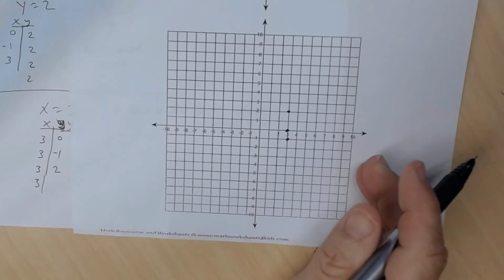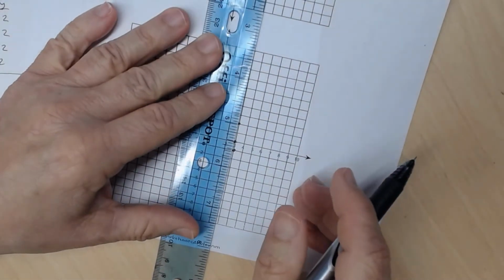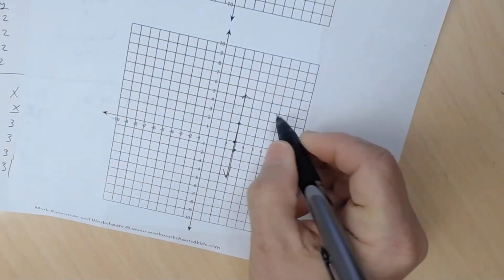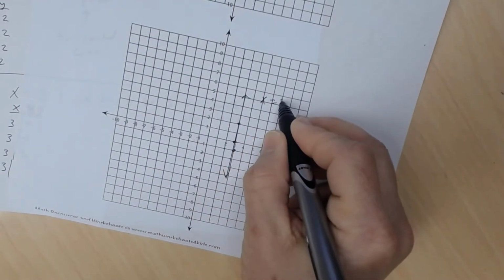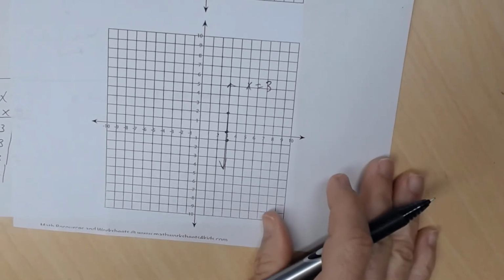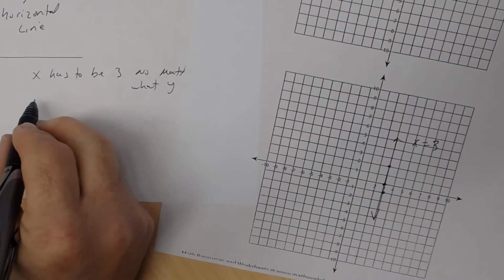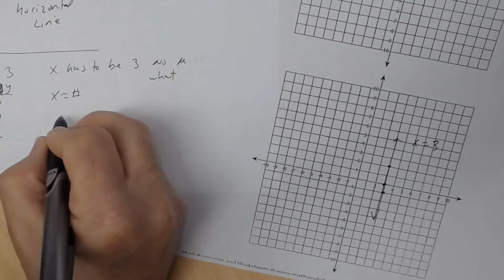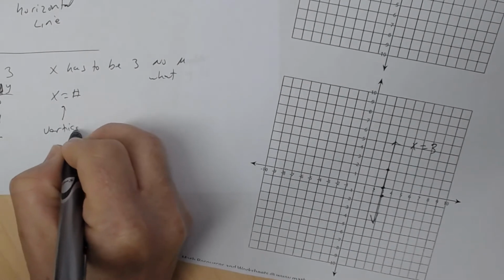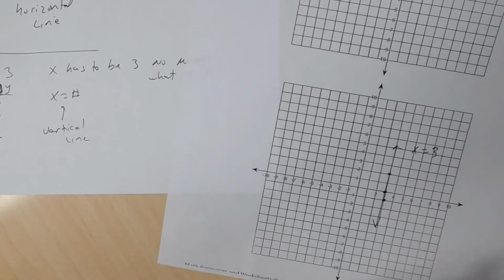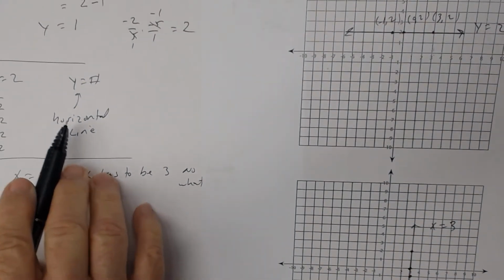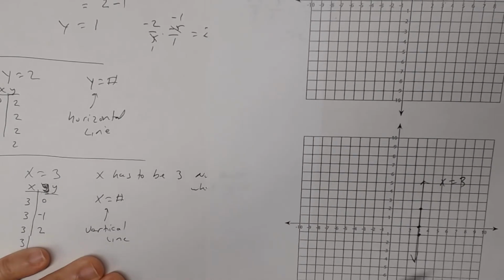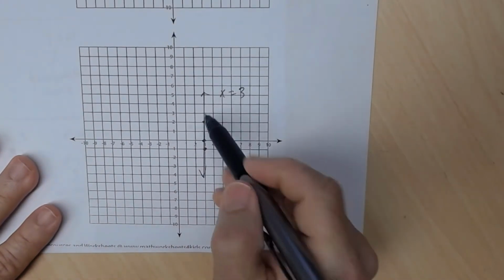And notice that this time, my points lie on a vertical line. So this is a vertical line. So that's the equation x equal, in this case, 3. x equal 3. So from a previous course, you may remember that when you have x equal a number and there's no y, that's a vertical line. So y equal a number is a horizontal line. x equal a number is a vertical line.